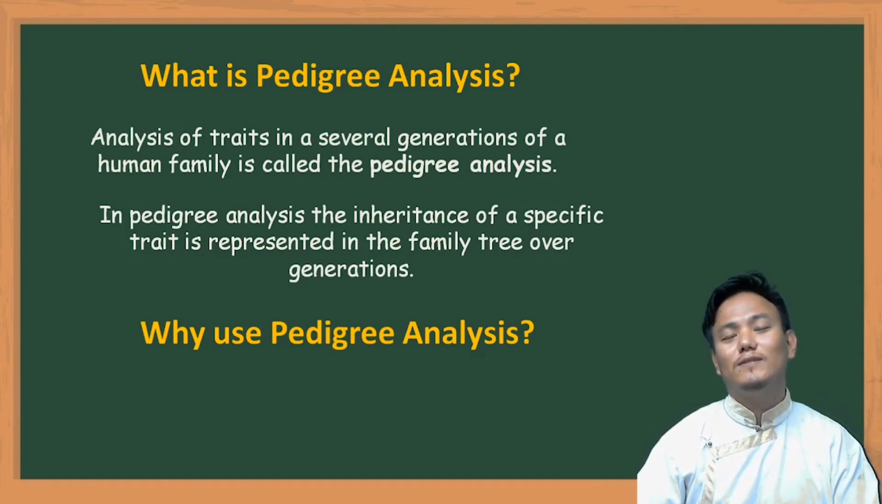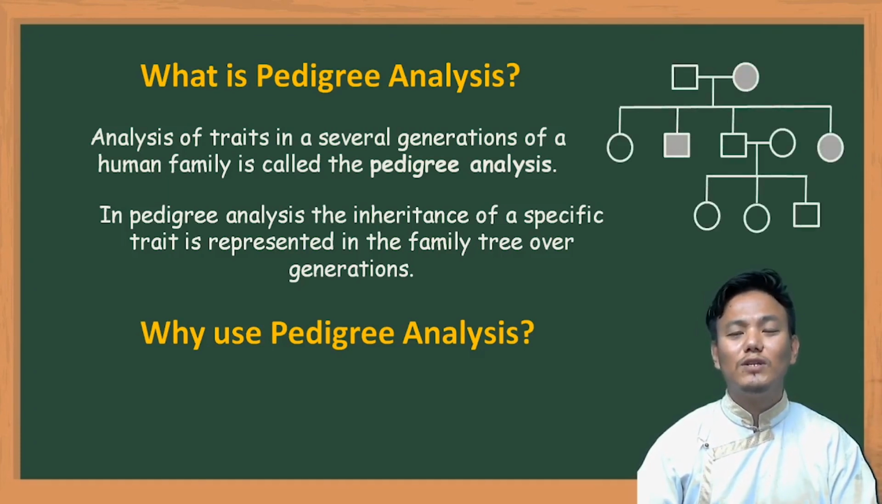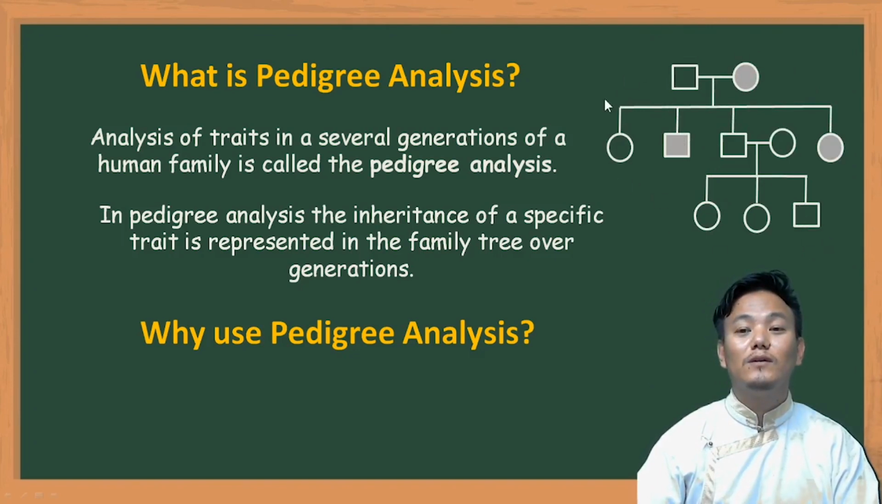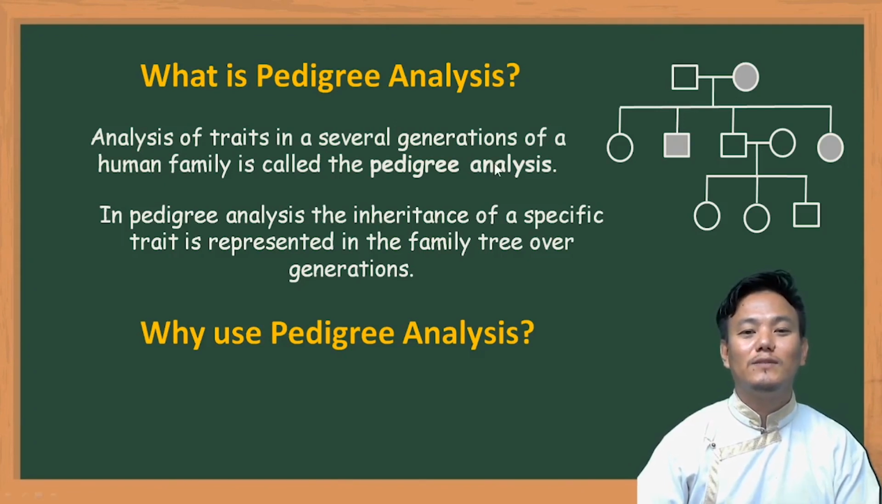So that analysis is called pedigree analysis, and during pedigree analysis we construct a family tree. This particular picture is a symbolic representation of a family tree. By looking at this family tree we can try to understand the inheritance pattern of a particular trait, how a particular trait is passed down from one generation to the next within a family. So that analysis is called pedigree analysis.